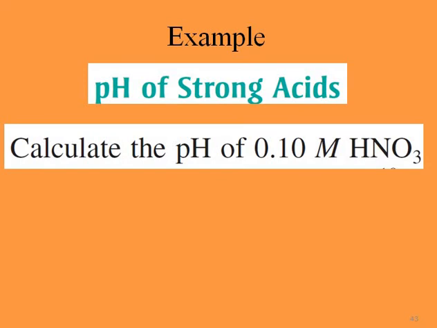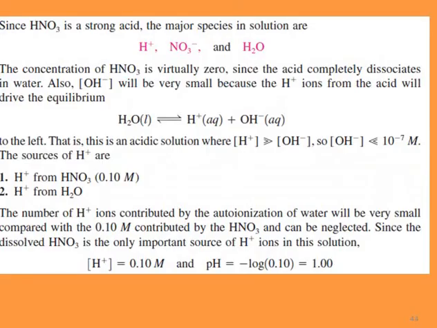So for example, let's see how to calculate the pH of 0.1 mole per liter HNO3, which is a strong acid called nitric acid. Since nitric acid, HNO3, is a strong acid, the major species in solution are proton, nitrate, and water. The concentration of HNO3 is virtually zero since the acid completely dissociates in water. Because it's a strong acid, we don't have any original molecule left in the solution, so it's completely dissociated into its ions, which are proton and nitrate.